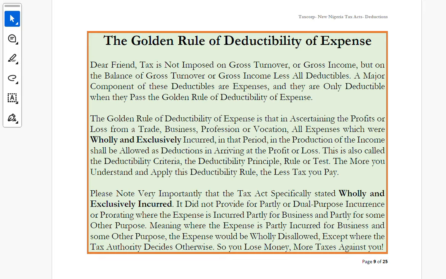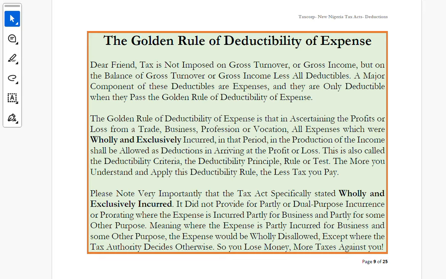It is that in ascertaining the profit or loss from a trade, business, profession, or vocation, all expenses which were wholly and exclusively incurred, please mark my words, all expenses which were wholly and exclusively incurred in that period in the production of the income shall be allowed as deductions in arriving at the profit or loss. This is also called the deductibility criteria, the deductibility principle, rule, or test. The more you understand and apply this principle or rule, the less tax you pay.